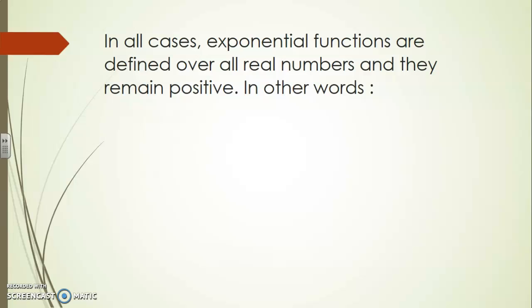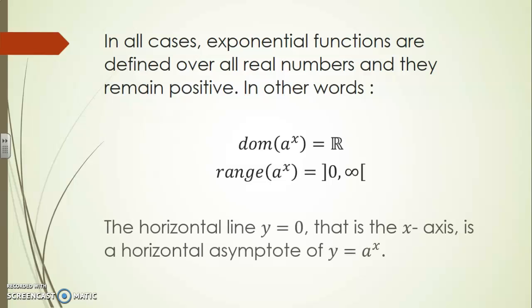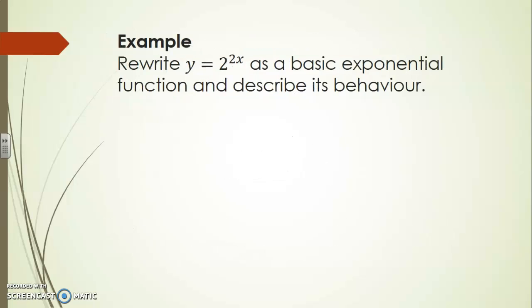In all cases, exponential functions are defined over all real numbers, and they remain positive. In other words, the domain of an exponential function consists of all real numbers, and its range is from 0 exclusively to infinity. The horizontal line y equals 0, in other words the x-axis, is a horizontal asymptote of y equals a to the x.